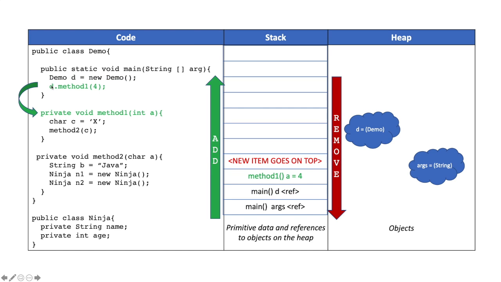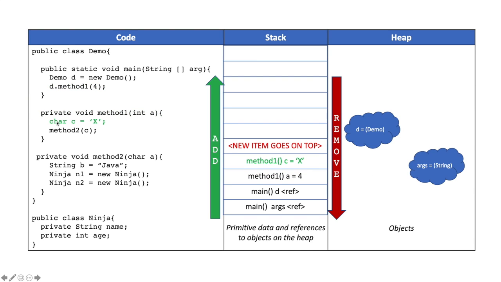The next line is I call a method, method1, and I pass in a 4. 4 is not a local variable, it's just the number 4, but that number 4 gets created as a local variable within method1. So on the stack, we need to create an a and set it equal to 4. That's a primitive data type, so there's no corresponding heap aspect. We go on to the next line.